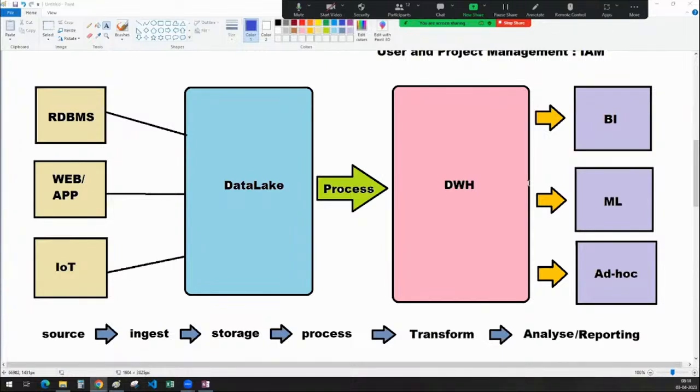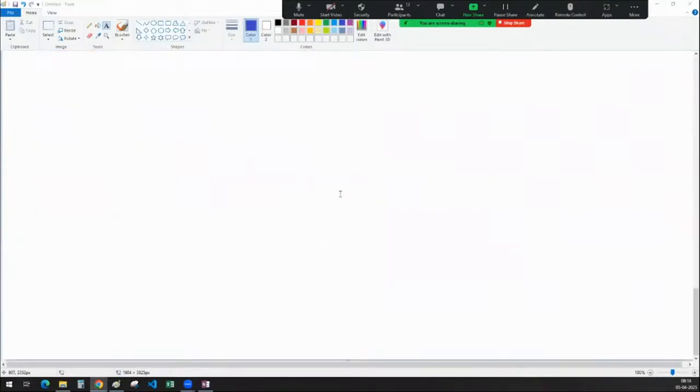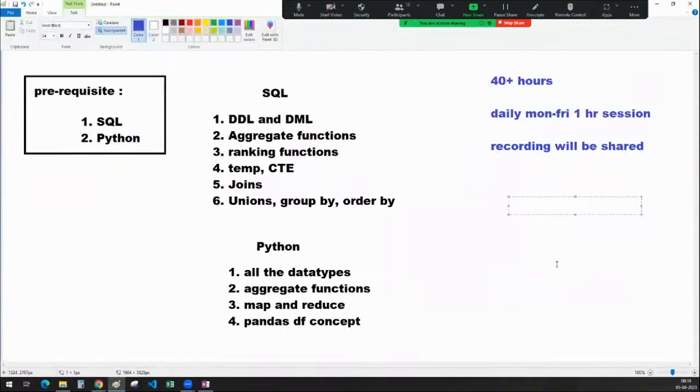Any other questions anyone has? Okay, so you can expect these two things from our course, guys: actual development plus architecting. And I have mentioned all the course details in the chart, guys. You can also go through it.